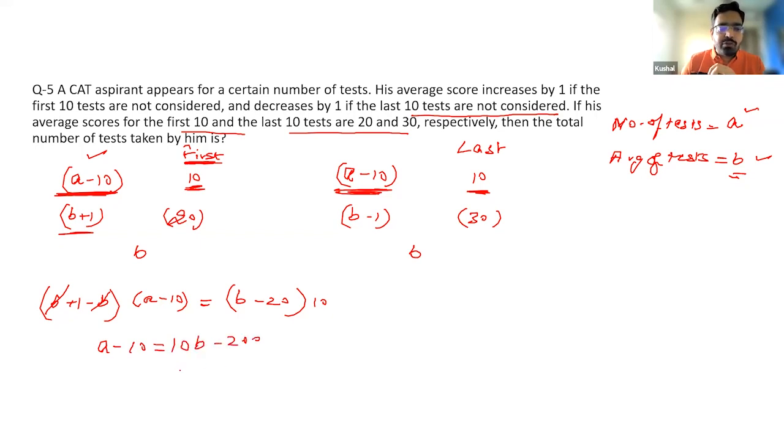So if you go further, what will you get? You will get 10B minus A equals 190. This is the first equation that we are doing. Let's look at the second equation similarly over here.